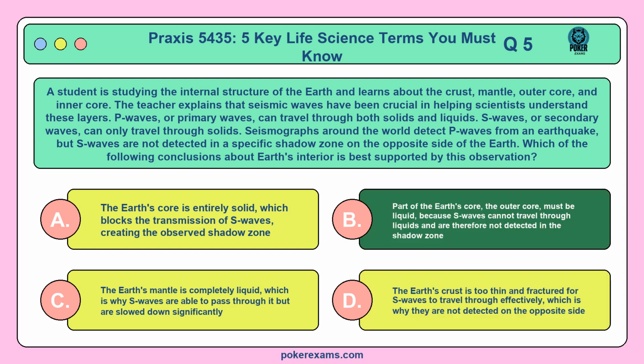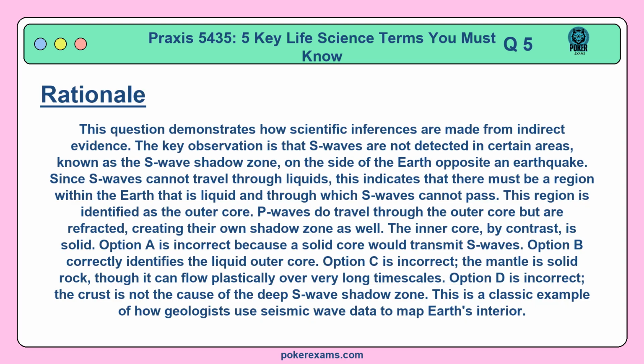The correct answer is B. This question demonstrates how scientific inferences are made from indirect evidence. The key observation is that S waves are not detected in certain areas, known as the S-wave shadow zone, on the side of the Earth opposite an earthquake. Since S waves cannot travel through liquids, this indicates that there must be a region within the Earth that is liquid and through which S waves cannot pass. This region is identified as the outer core.